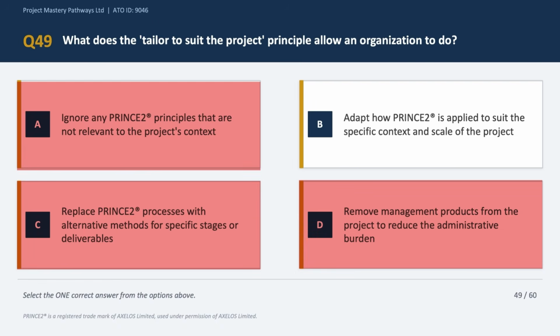So the correct answer is option B, which says to adapt how PRINCE2 is applied to suit the project's context and scale. Because if you think about it, a large-scale infrastructure program would apply PRINCE2 quite differently from a small internal IT upgrade, okay? And that is tailoring in action. However, please note that tailoring does not mean we are ignoring PRINCE2. We are just tweaking the overall framework of PRINCE2 to match the project complexity and the project scale. So the correct answer is option B.